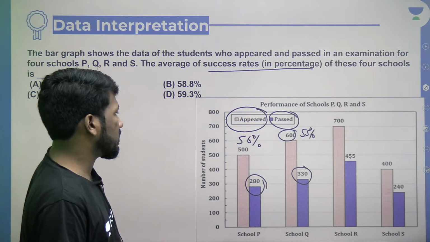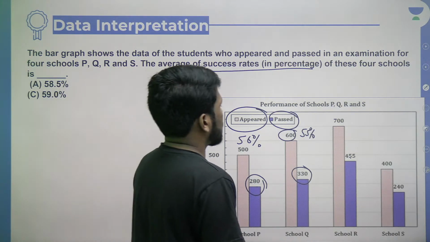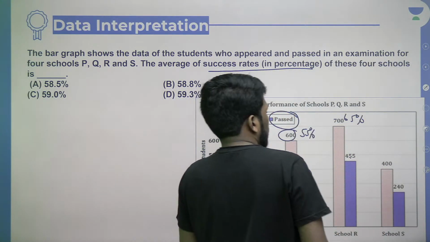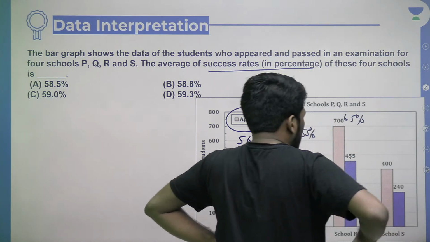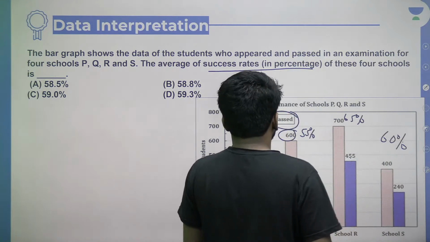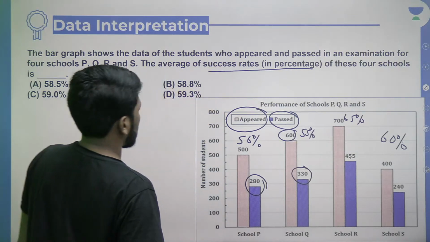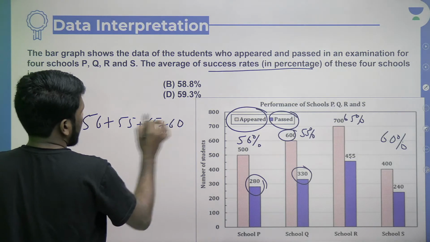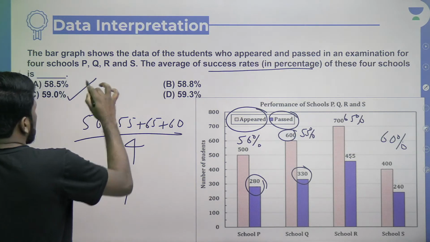455 by 700 will be 420 plus 35, 420 is 60, so 65%. And this is 240 by 400, that is 24 by 40, which is the same as 60%. So the success rates are 56, 55, 65, 60. The average of this is what you need, that is 56 plus 55 plus 65 plus 60 divided by 4. When you average it, you will get 59. So option C is the answer.